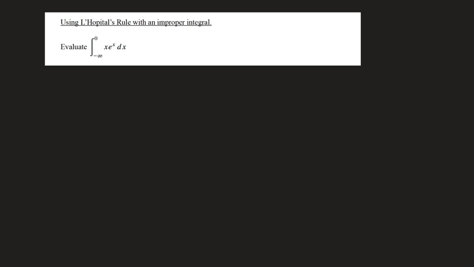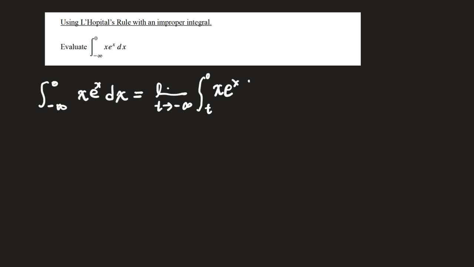This time we're going to do an improper integral by using L'Hopital's rule. So what we're going to do with this one, guys, is the definition first. Integral from negative infinity to 0 of x e^x dx. The definition of an improper integral is the limit as t approaches negative infinity of the integral from t to 0 of x e^x dx.